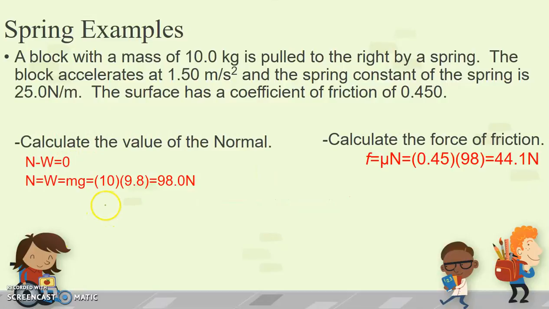The next question says calculate the value of the normal. So we plug in what we know into the equation. We have 10 kilograms multiplied by gravity, 9.8, so we're going to have a force of 98.0 newtons, and then also we're going to calculate the force of friction. So it's given us that coefficient in the problem. We have the normal force of 98, which we just calculated over here, and so the force of friction is going to be 44.1 newtons. So again, if you remember the free body diagram, that's what we just calculated in this direction.